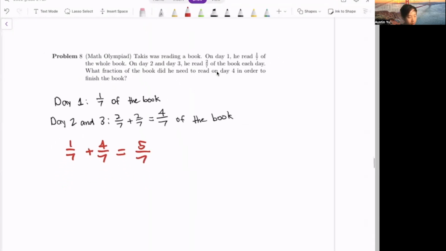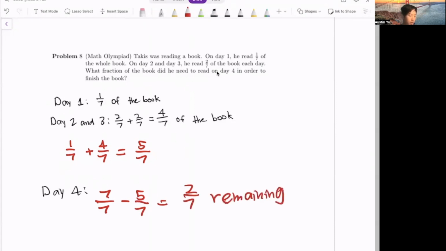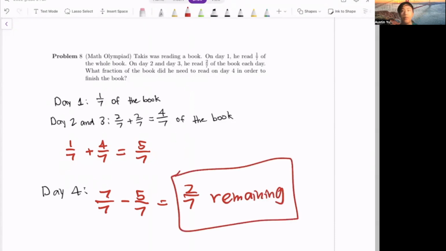And then for day 4, let's write day 4. Day 4, that's basically just 7/7, which is just 1 because that's the whole entire book, subtracted from the portion of the book that he read on the previous 3 days. So 1 minus 5/7 equals 2/7 remaining. Therefore, on day 4, he has 2/7 of the book remaining in order to complete the book.